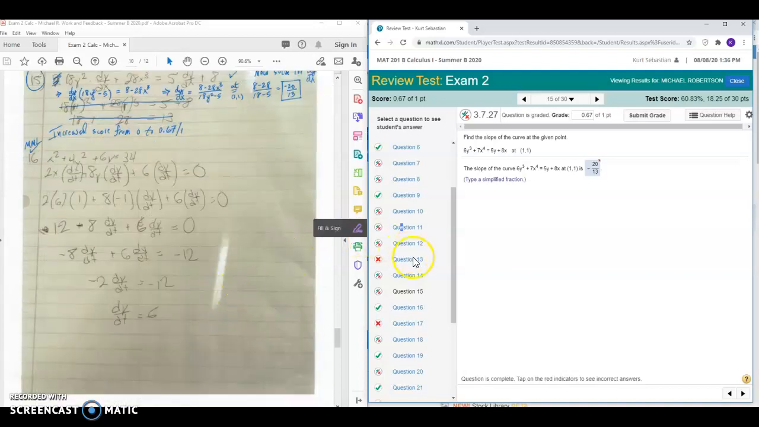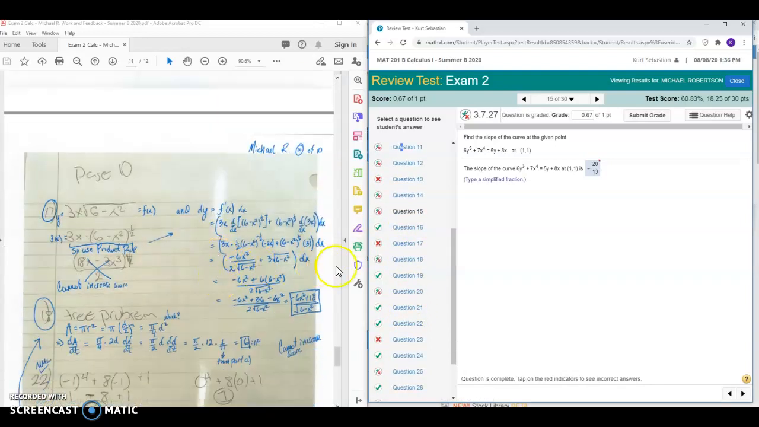All right, 16 you had correct on your own. 17. So y is given as this function of x. So what's dy? Well, it's f prime of x dx. So we just have to find the derivative of the function.